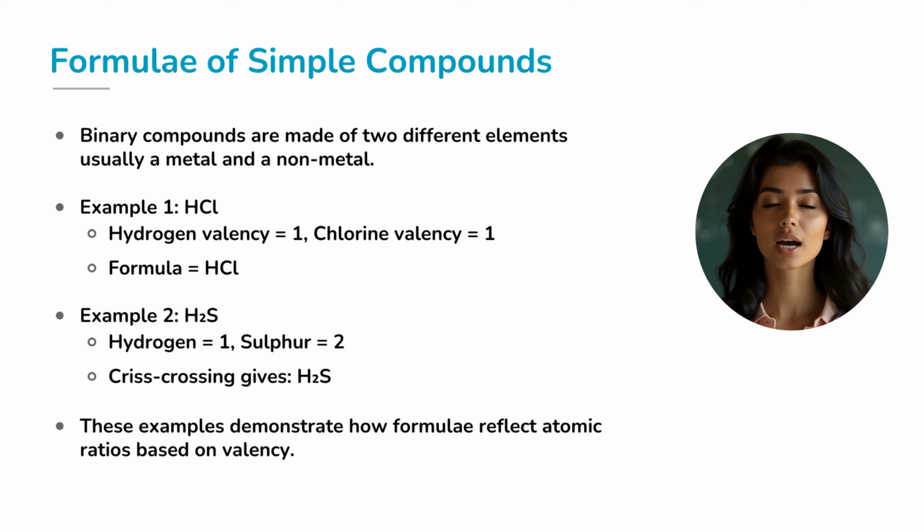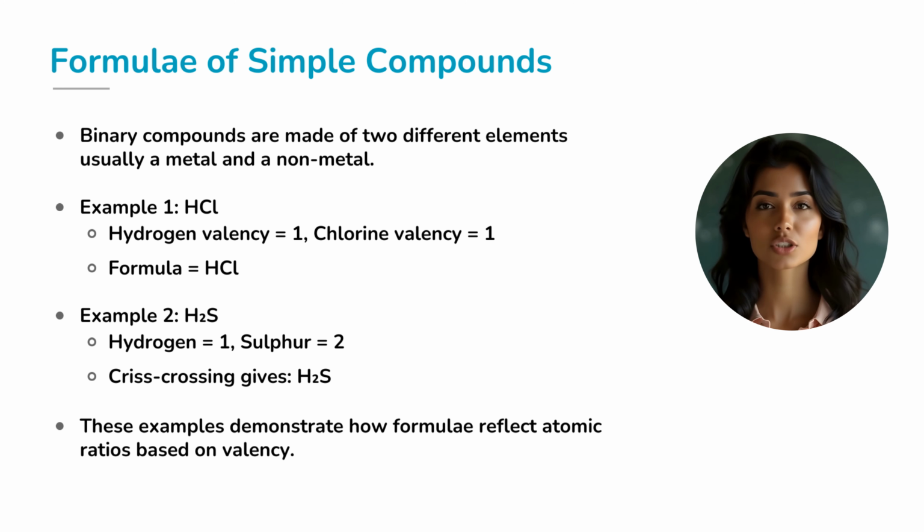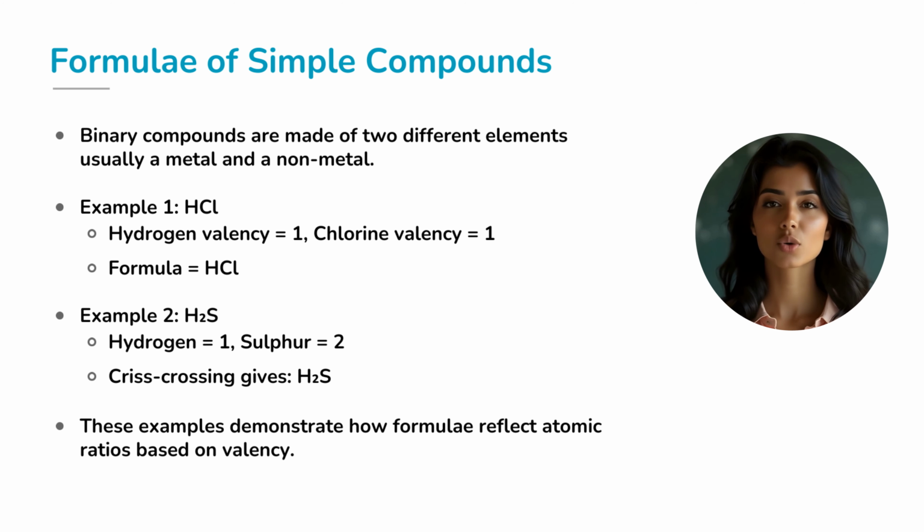Now let's try hydrogen sulfide. Hydrogen has valency 1, sulfur has valency 2. We apply the crisscross method. Hydrogen becomes subscript 2, sulfur becomes subscript 1, which is usually not written, so the formula becomes H2S. It's that easy. Know the valency, crisscross, and write the formula.